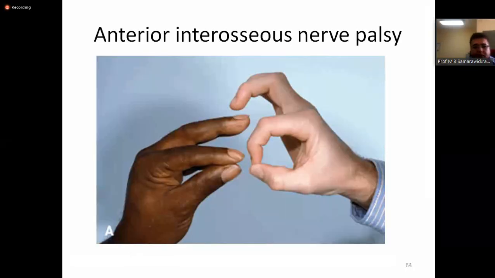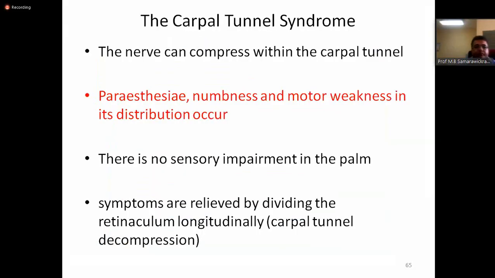Right, anterior interosseous nerve palsy results in damage to the flexor pollicis longus muscle and loss of flexion at the interphalangeal joint of the thumb. So this is a person with paralysis. He cannot flex the interphalangeal joint of the thumb. So he cannot do this. Instead, he does like this. Right, this is a diagnosis of anterior interosseous nerve palsy.